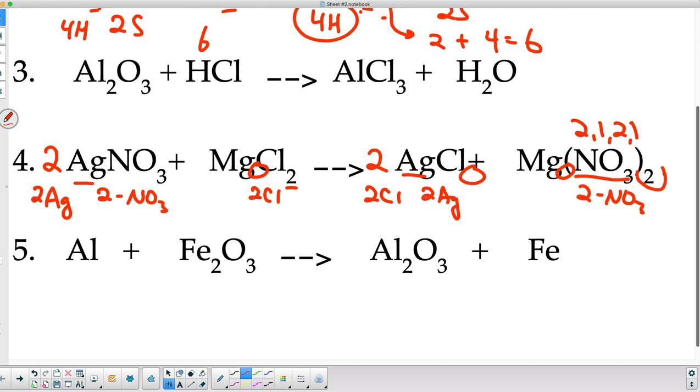Okay, I'm going to let you work on those. These are a little bit more difficult than sheet number 1. Good luck. Please ask questions in class.